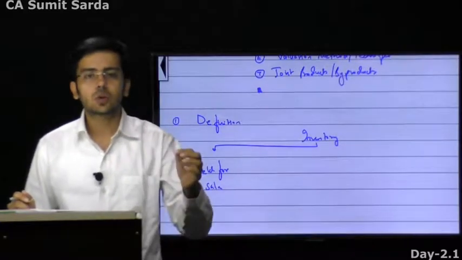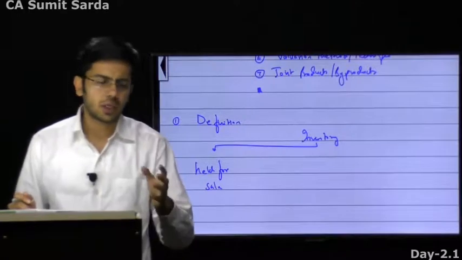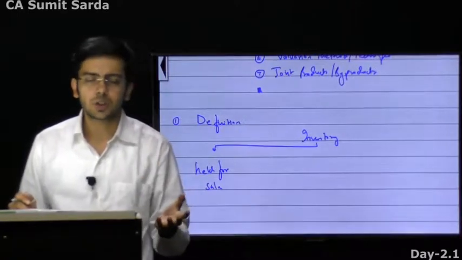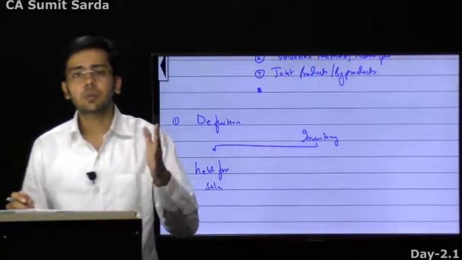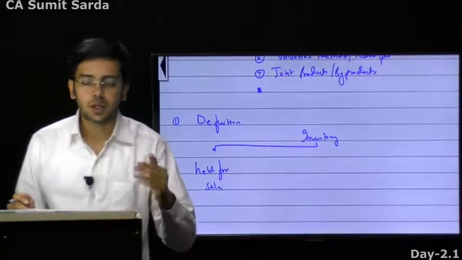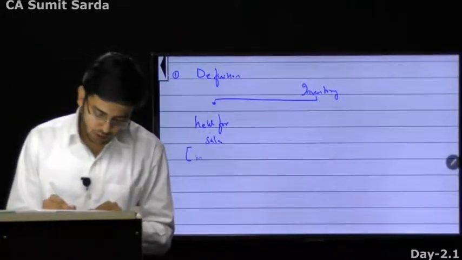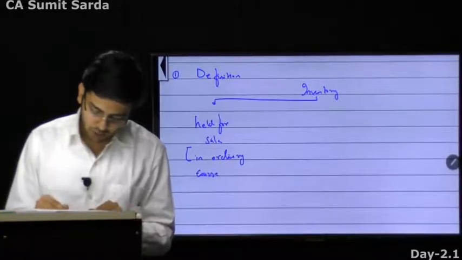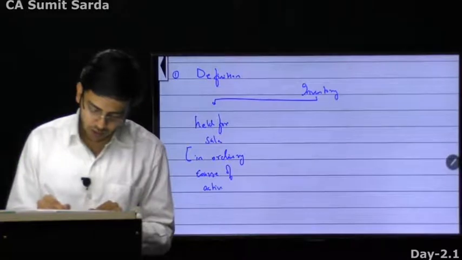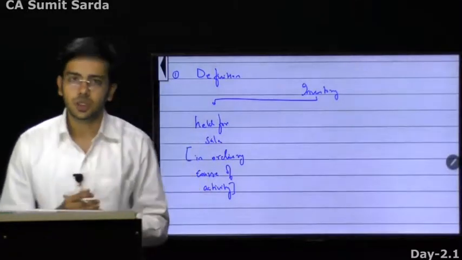When I go to a grocery store and if I am purchasing any form of grocery from it, any consumable product, let's say biscuits, the biscuits that are held by them are basically inventory because they have held it for sale. Now, held for sale in ordinary course of activity. Remember, held for sale in ordinary course of activity. Something which is not being held for sale under ordinary course of activity is not considered to be an inventory.